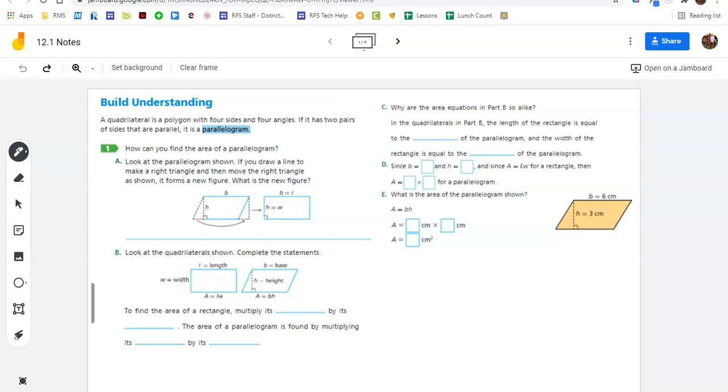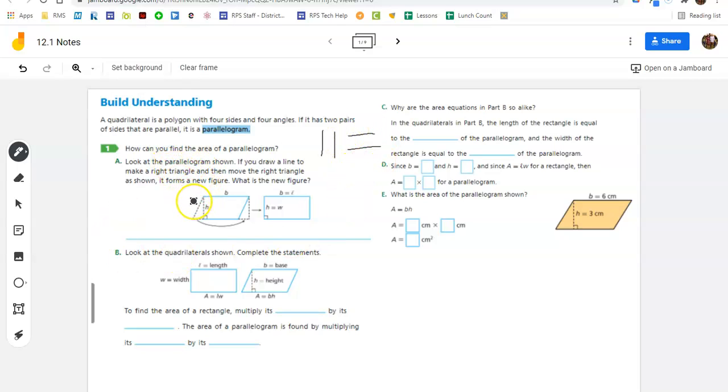If it has 2 pairs of sides that are parallel, it's called a parallelogram. Remember, parallel has lines that are running side by side, straight lines. It can go this way or they can go this way. Those lines will never touch.